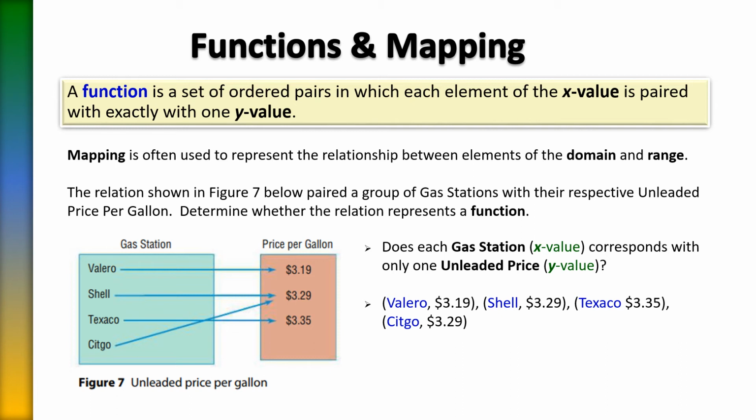Now, if you look at your y values, 319, 329, 335, and 329 again, notice that the y values repeated themselves, and that's fine. You just can't have two of the same x value, otherwise it is not a function. But this relation here is a function, because notice none of our x values repeat themselves.